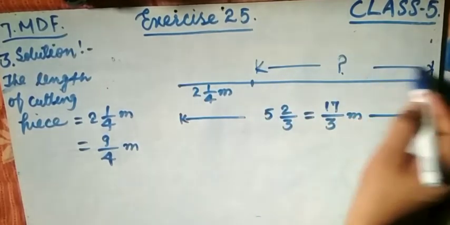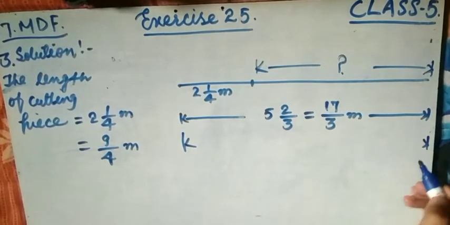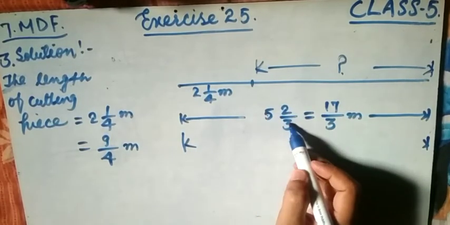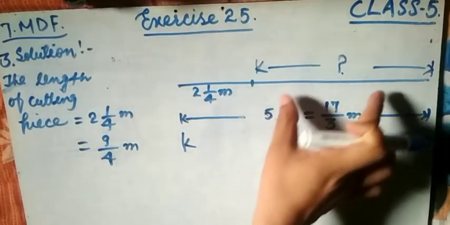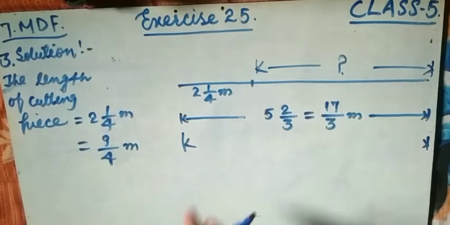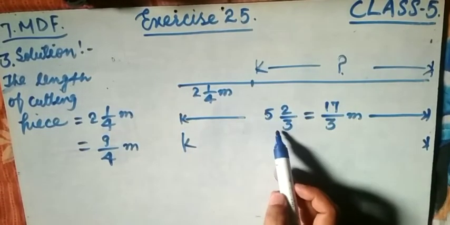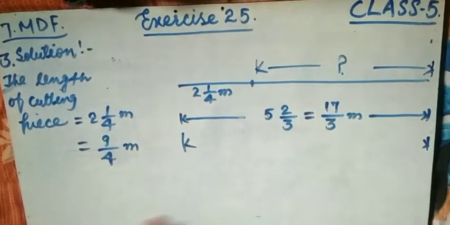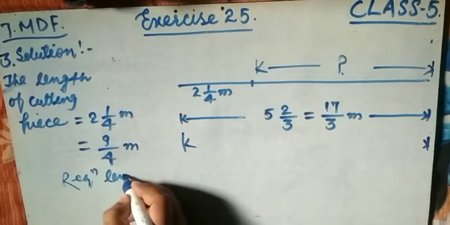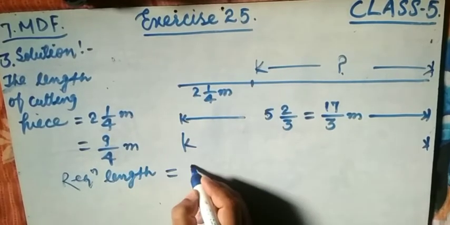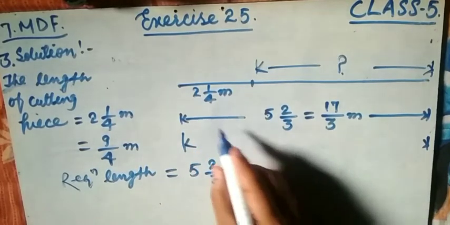Now look at the total length of this rope. Here the total length of this rope is 5 and 2/3. If we subtract this length from this total, we get this length. That means here we have to subtract 2 1/4 from this mixed fraction 5 2/3. Okay, now have a look. Now the required length is total length minus the piece of this length.